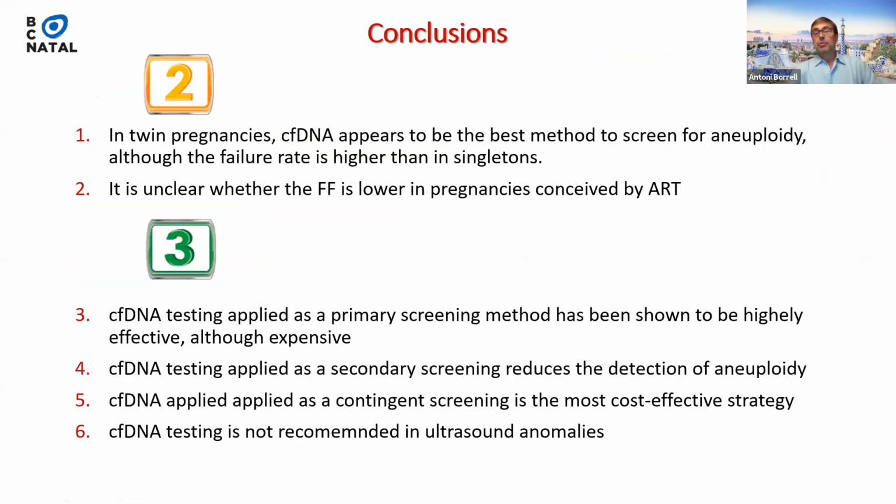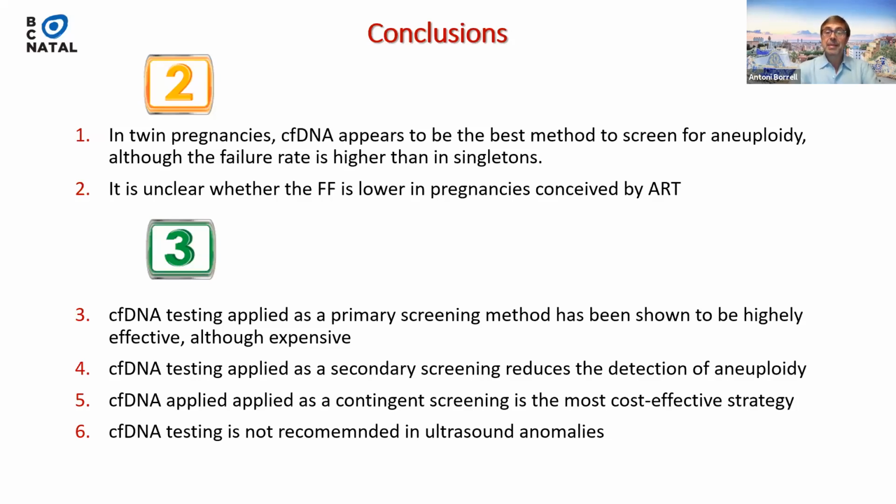And I would like to conclude this talk with these statements. In twin pregnancies, cell-free DNA appears to be the best method to screen for aneuploidy, although the failure rate is higher than in singletons. It isn't clear whether the fetal fraction is lower in pregnancies conceived by ART, assisted reproductive technologies. And cell-free DNA testing applied as a primary screening method has been shown to be highly effective, but is very expensive as compared to other strategies.